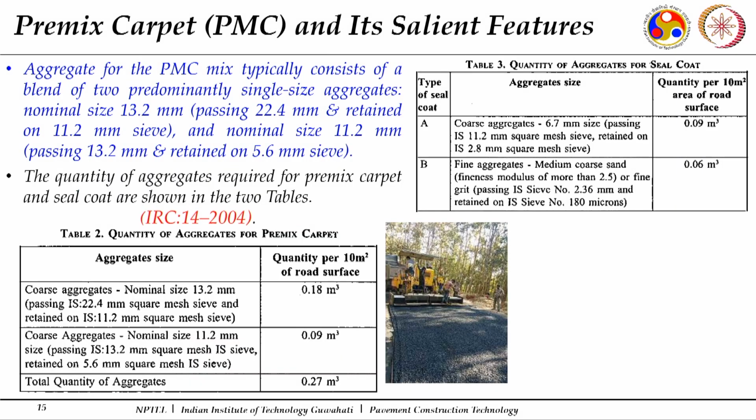Now let us see what further. So here you can see this is an application of the open graded premix surface. Premix coat is getting applied on a rural road.